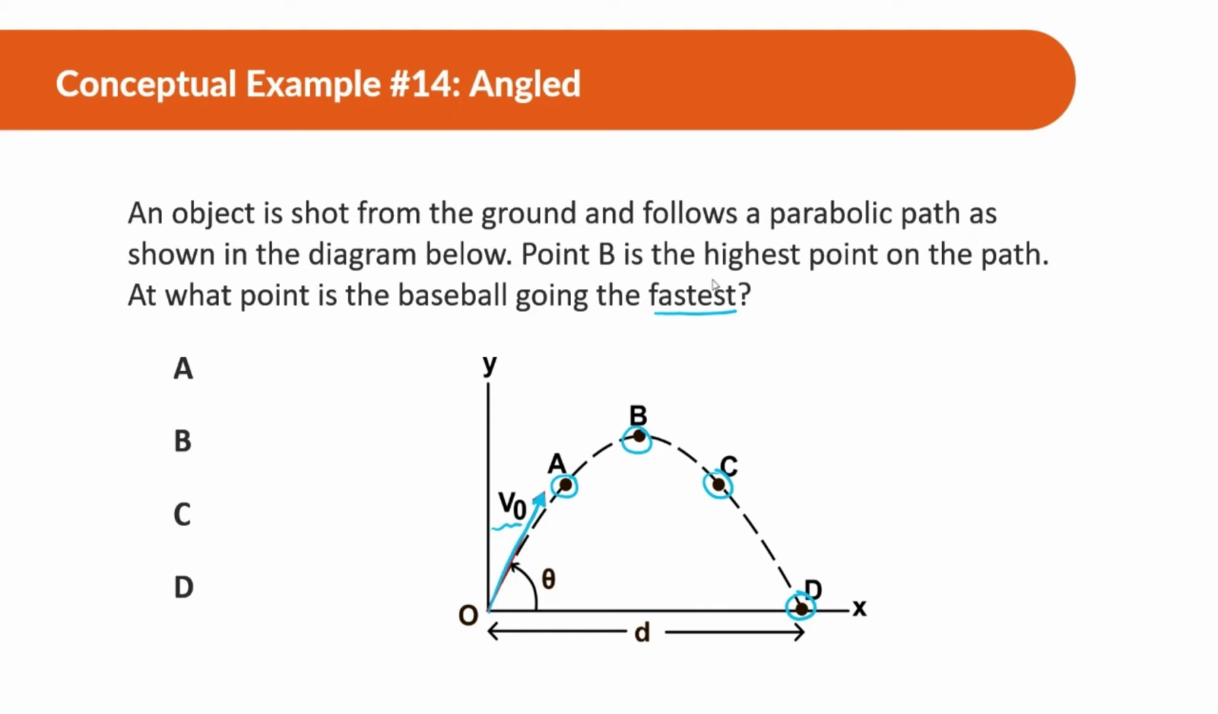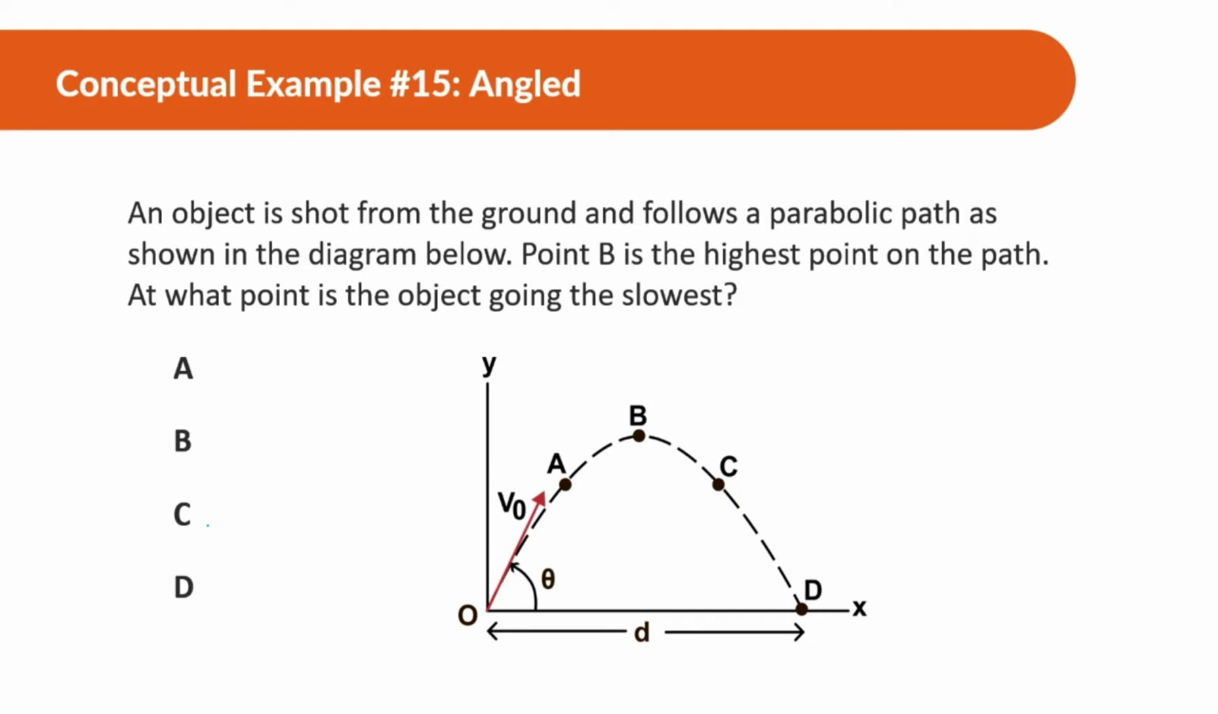Okay, so a few things we could do here, but we should know that at this lowest point here, it's going to be going the fastest. And it's actually going to be going the same speed as right here, but there's no point there, so that's why we're picking point D, okay? The direction is different, but it's going to have the same speed.